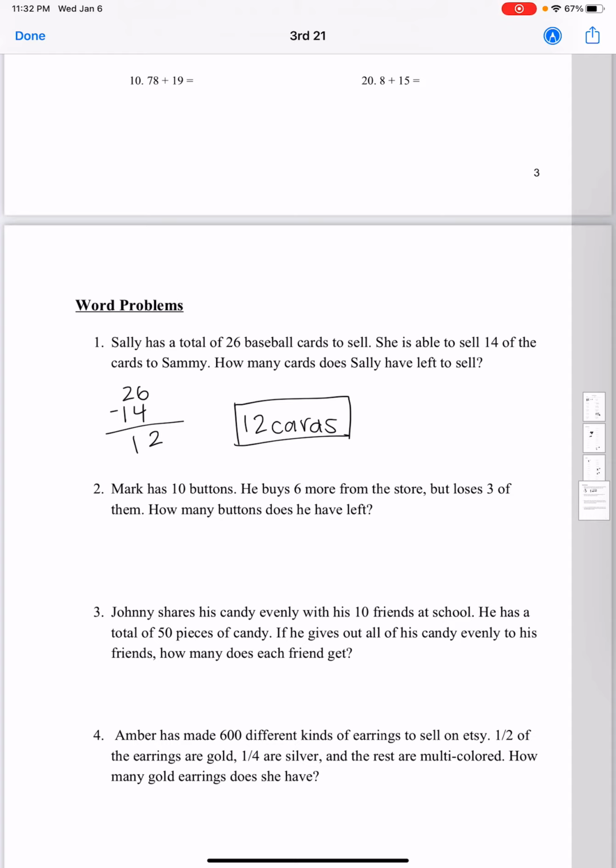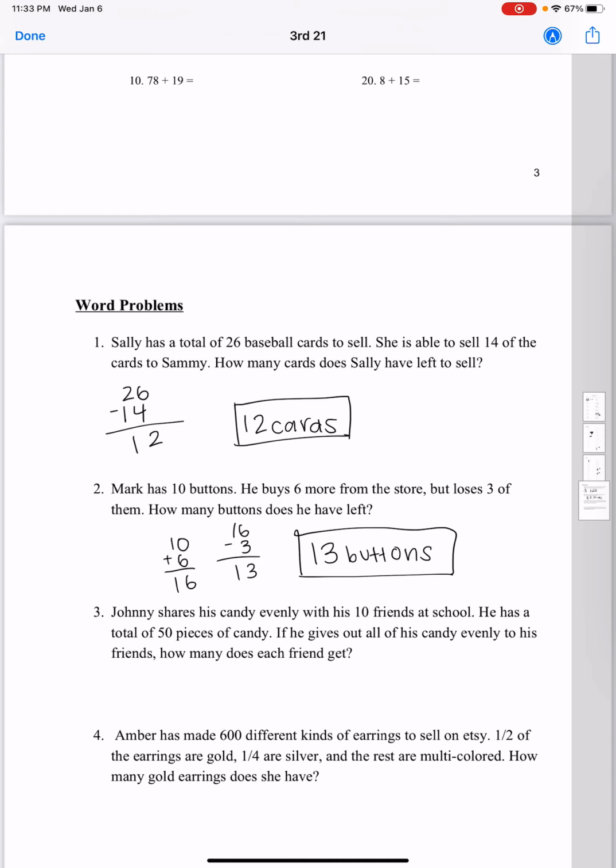Number 2, Mark has 10 buttons. He buys 6 more from the store but loses 3 of them. How many buttons does he have left? So Mark has originally 10 buttons and he buys 6 more from the store. So 10 plus 6, 0 plus 6 is 6, 1 plus nothing is 1. He loses 3 after he buys the 6 more, so 16 minus 3. 6 minus 3 is 3, 1 minus nothing is 1. So your answer should be 13 buttons left. The units in this case would be buttons.